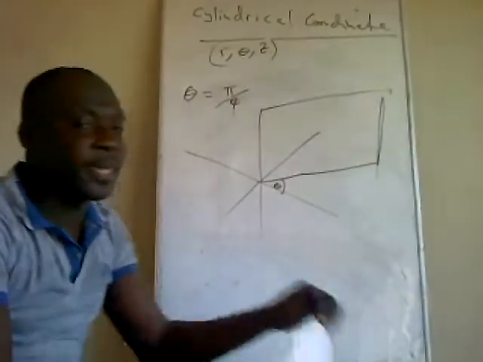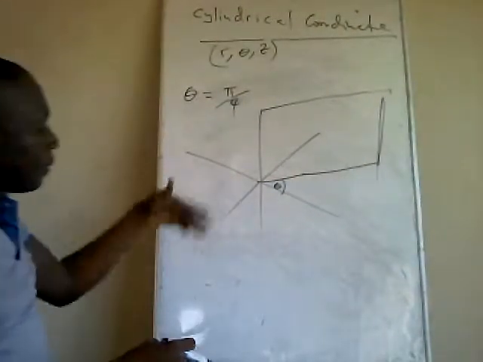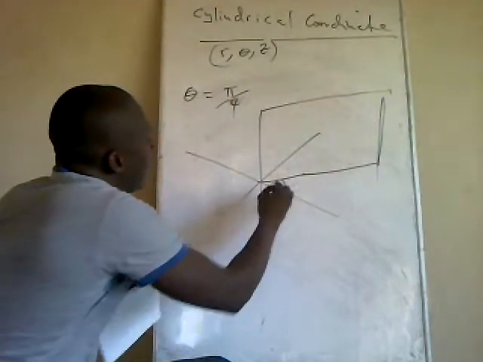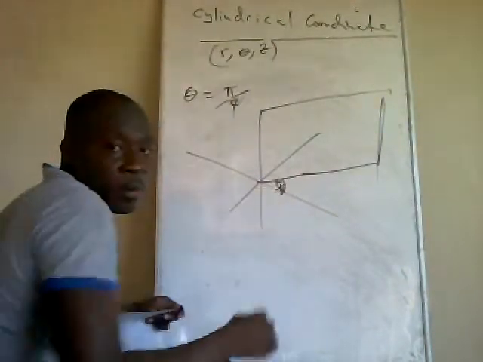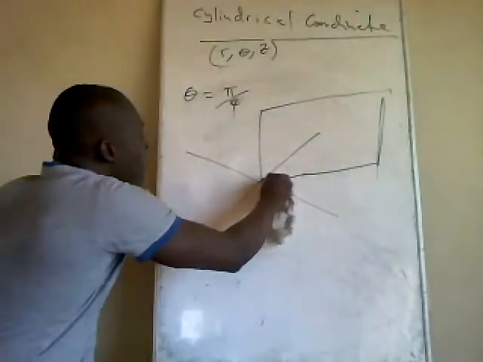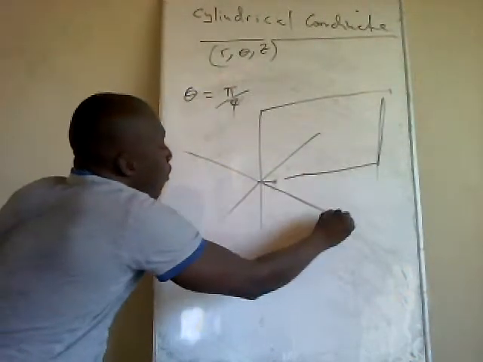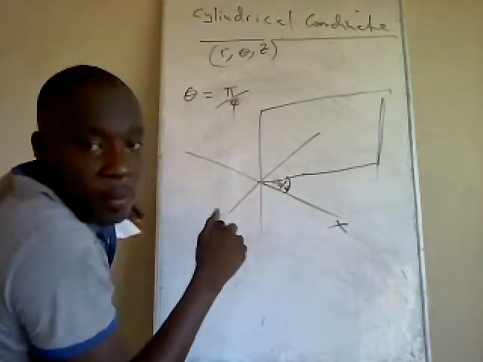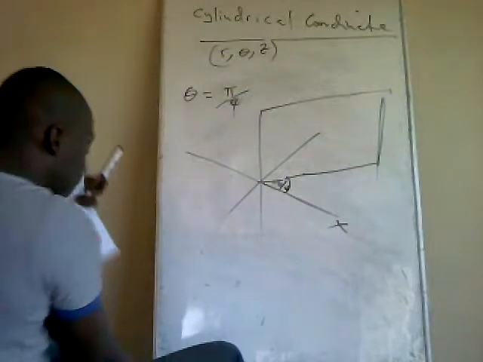That is what I'm trying to sketch here, right? A plane that makes an angle pi on 4 with the x-axis. Okay, nice.